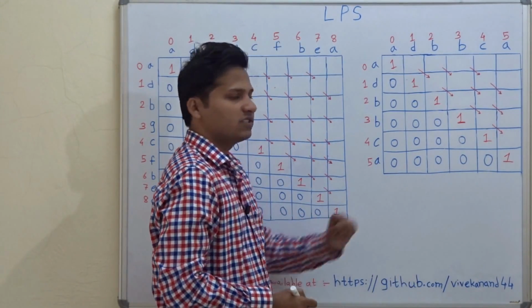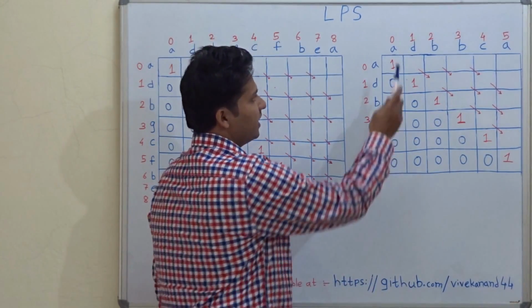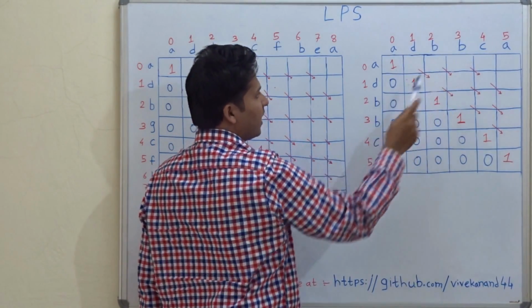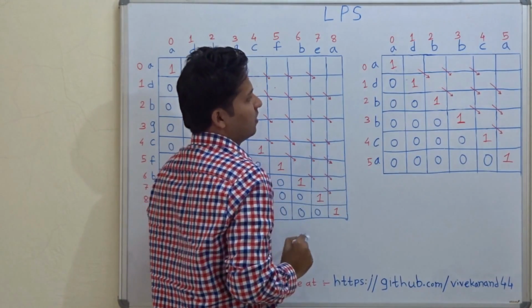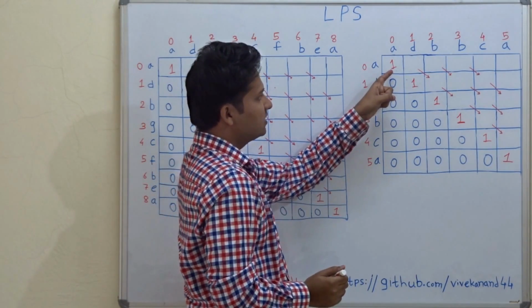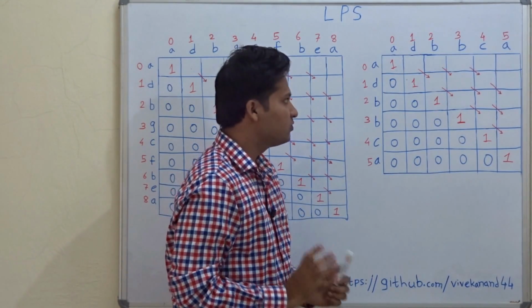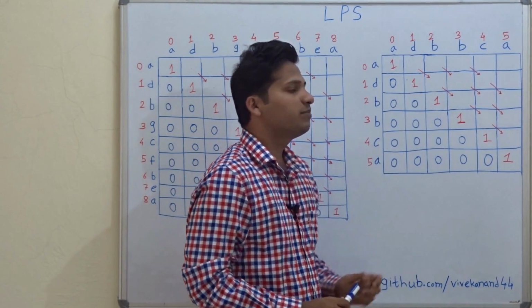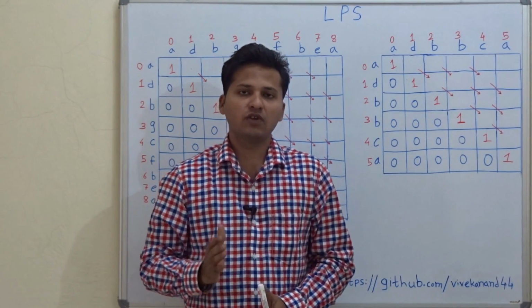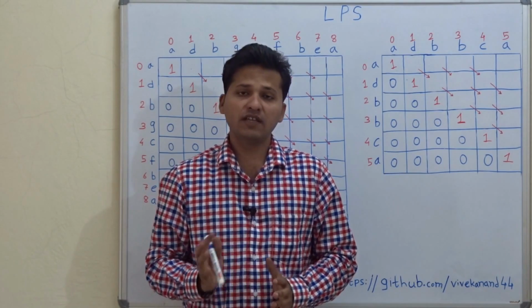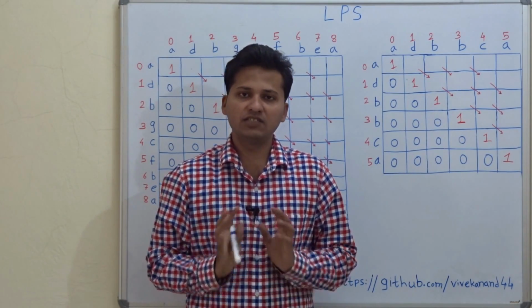So here is our first example. The string ADBBCA is written along the column as well as along the row. The cells in the diagonal are already marked as 1. As you know, these cells represent the length of the longest palindromic subsequence in a string when there is only one character in that string.